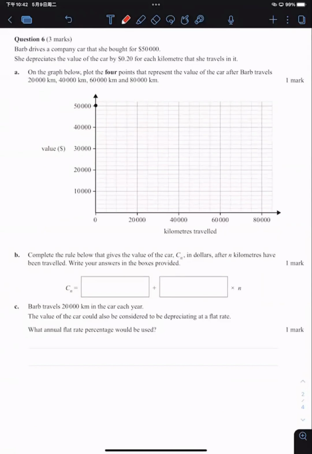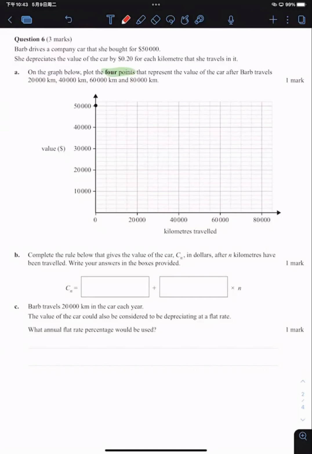All right, question 6. Now, Barb drives a company car that she bought for $50,000. She depreciates the value of the car by $0.20 for each kilometer that she travels in it. On the graph below, plot 4 points. We just need the 4 points. I believe a lot of students selected Further Maths, Mathematical Methods and Specialist Maths at the same time, but please follow the requirement: not sketch a segment for this one, just the dots.